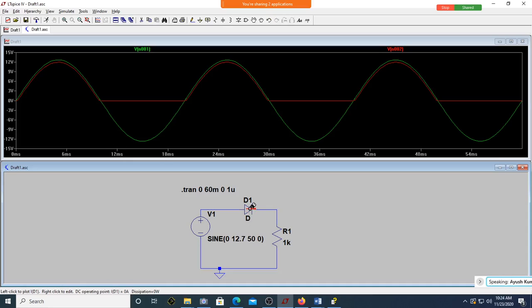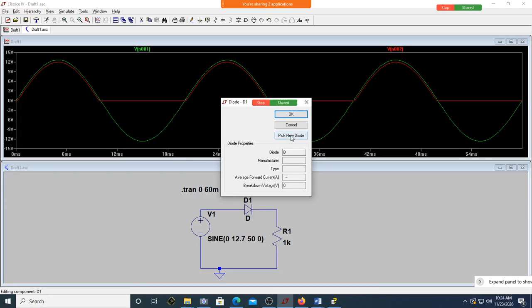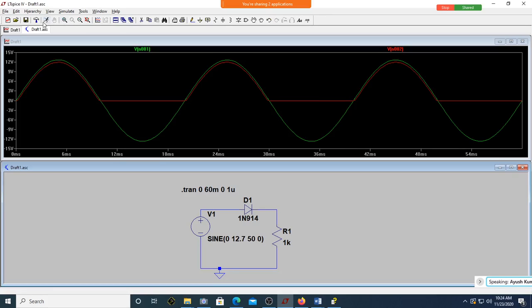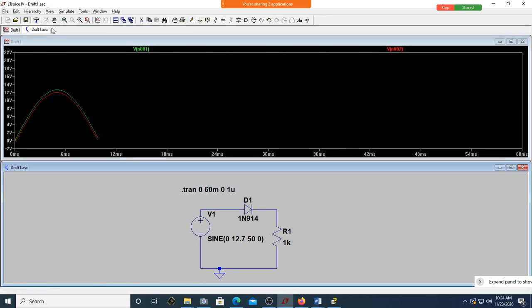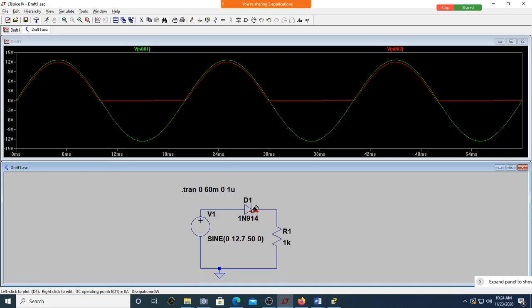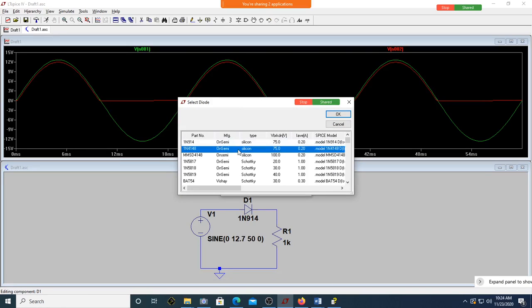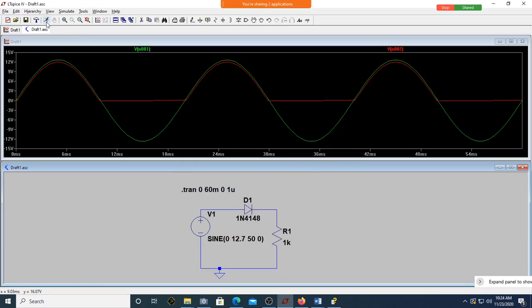So one of the questions was about having a different diode. You can pick a diode here. One of the diodes can be 1N914. So I can select this. You can run it and see what happens. What is this diode? You can see I can either select that or this. There are different ones. Now for this also it almost looks the same.